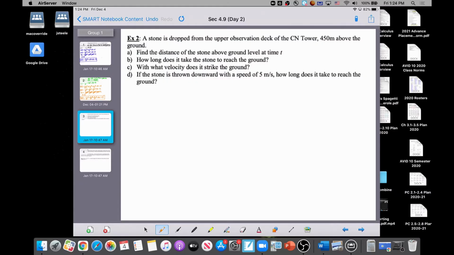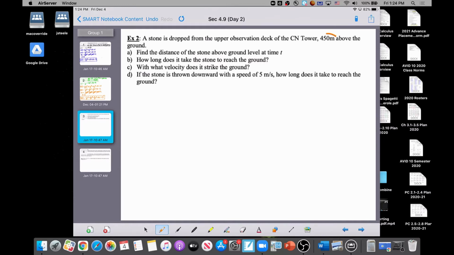In example 2, a stone is dropped from the upper observation deck of the CN Tower, 450 meters above the ground. Part A, find the distance of the stone above ground level at time t. All right, so let's start with that. If we are given the fact that this stone is being dropped from 450 meters above the ground, we know that that's an initial position.